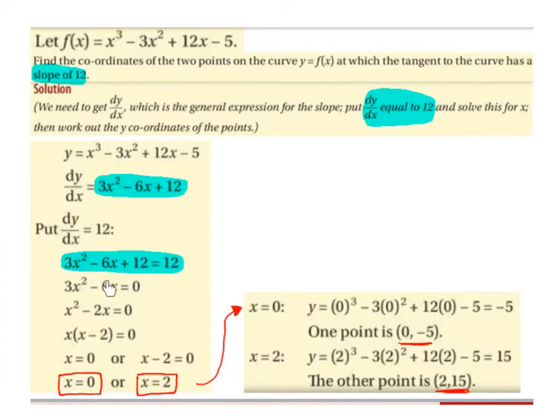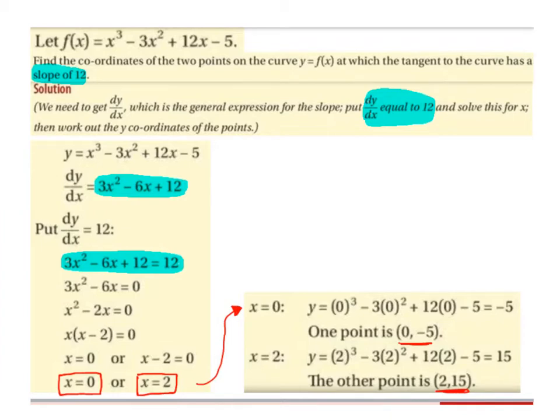So we have 3x squared minus 6x equals 0. We divide across by 3, so we have x squared minus 2x equals 0. We factorize, so we have x times x minus 2 equals 0. So let this x equal 0, so one of our x values is 0. And then we let x minus 2 equal 0, so x is equal to positive 2. So now we have two x values.